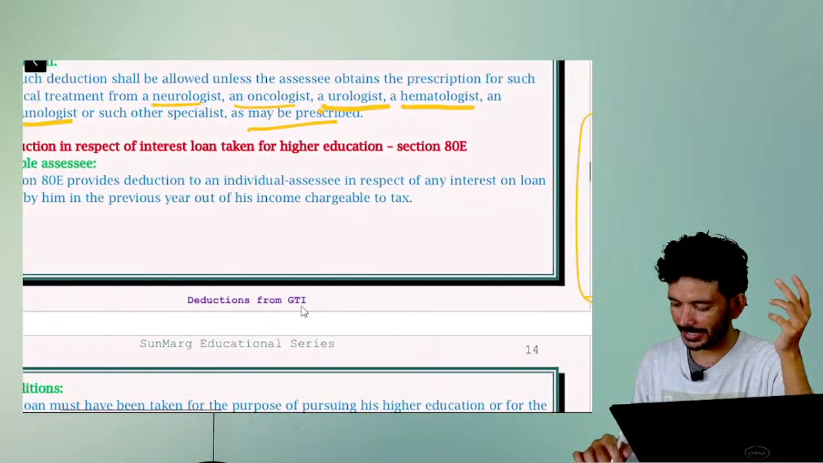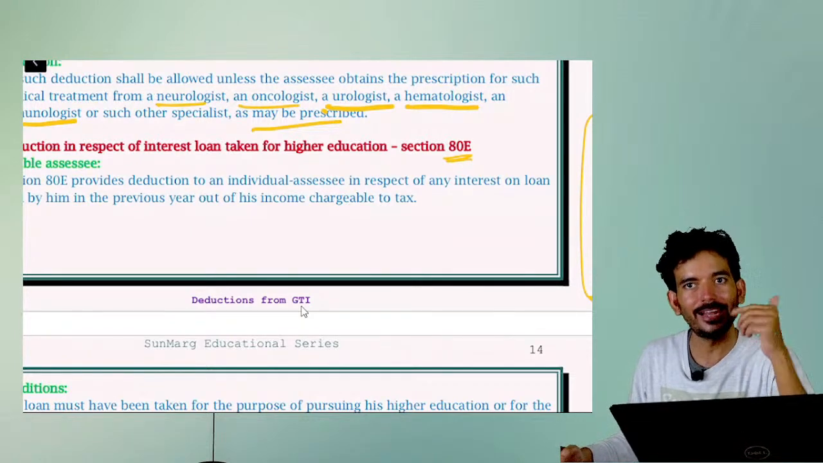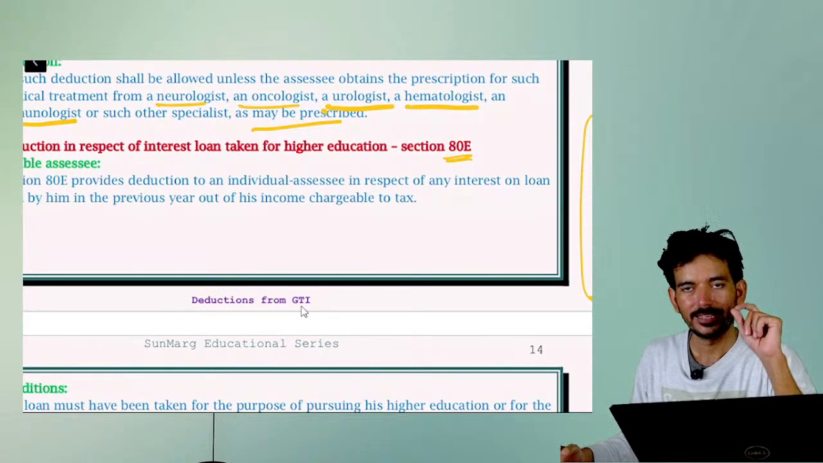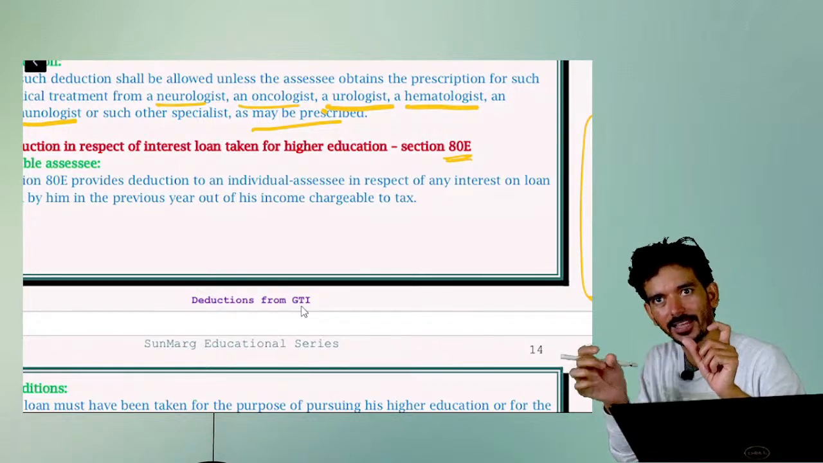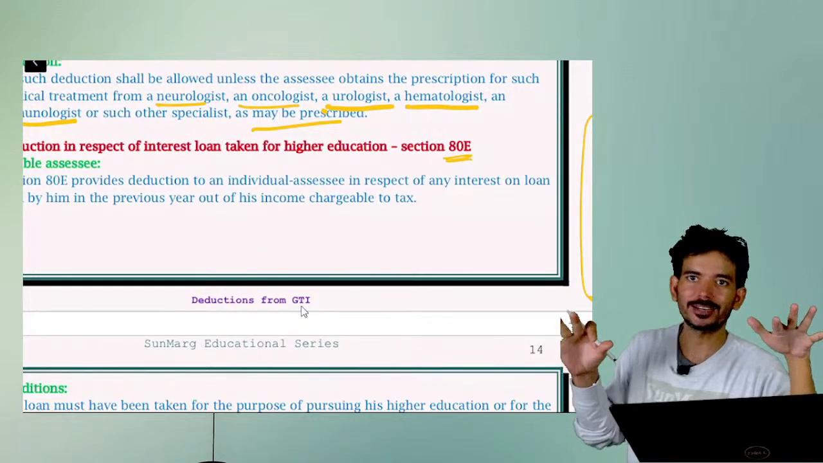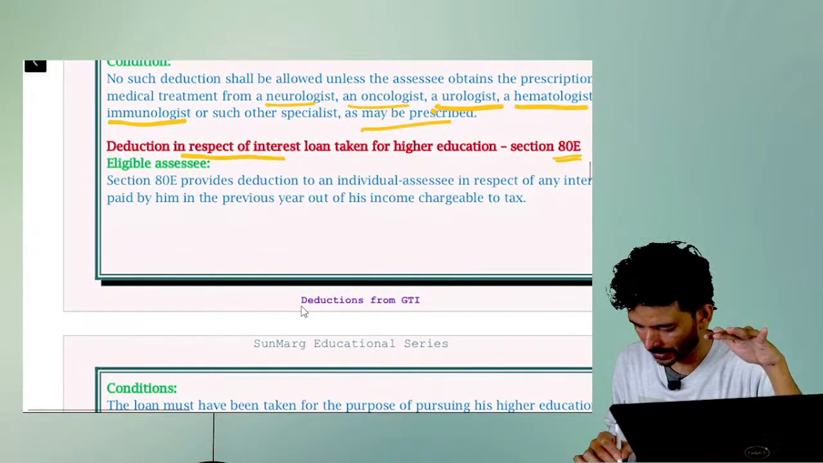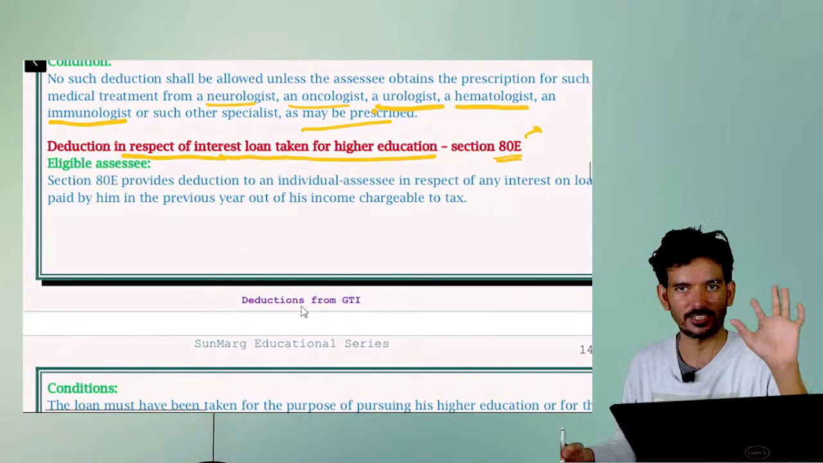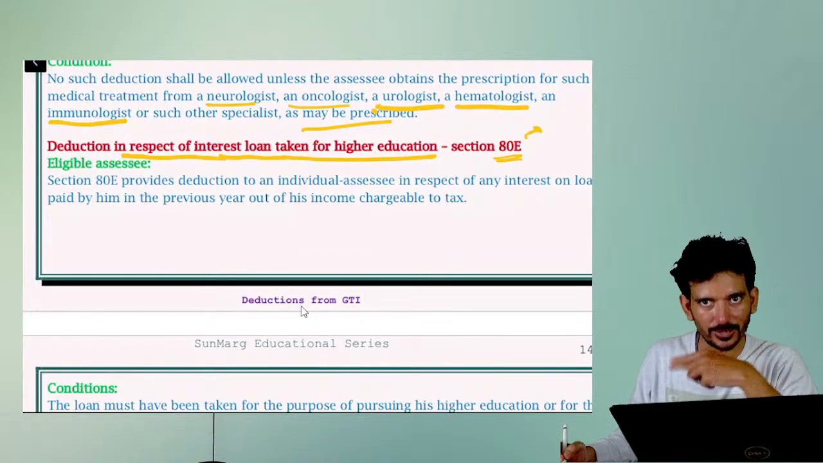Now we are going to 80E. E is the interest family. Remember like this: D is the health family, C is the investment family, and anything that comes with E, E, EE, EEA, EEB, all relate to the interest portion only. So 80E is for deductions in respect of interest on loan taken for higher education. To remember it, E stands for education. You are taking a loan for education on which you are paying interest, and you will claim that here.